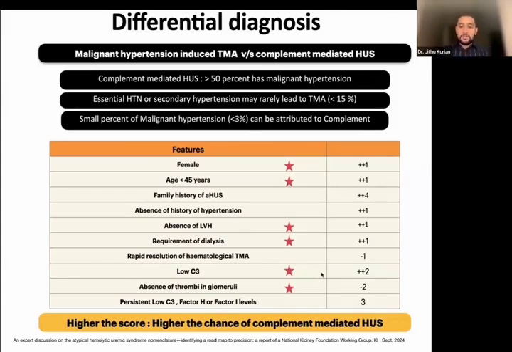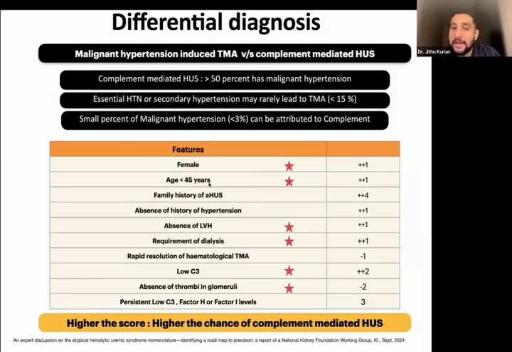So this article, which was published in KI in 2024, says that there are certain indicators which tell you that probably this patient has a complement-mediated TMA. This is a scoring system, but it is not a validated tool. The higher the score, the higher the chance that you're dealing with a complement-mediated TMA. So if it's a female, you get a score of +1. You have +1s and minus. The +1 favors atypical HUS or complement-mediated HUS, and a -2 or negative tells that it is away from a complement-mediated TMA.